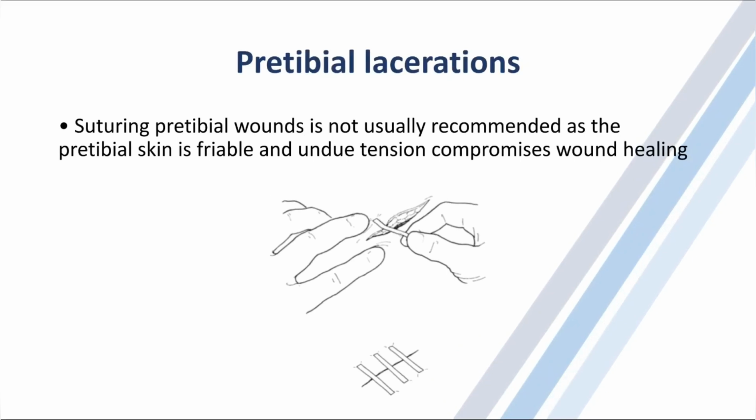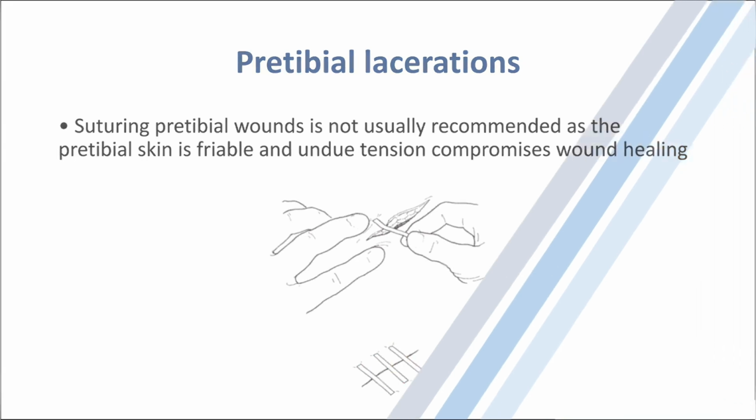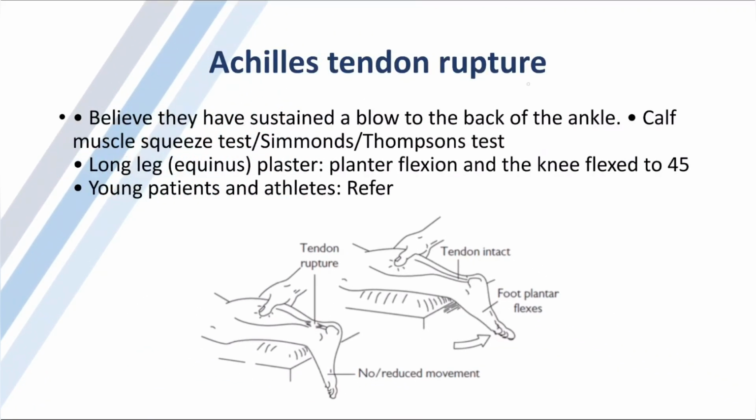For pretibial lacerations, suturing the pretibial wounds is usually not recommended, as the pretibial skin is friable, and tension leads to compromised wound healing. Steri-strips might be applied, or suturing, or glue. Achilles tendon rupture.